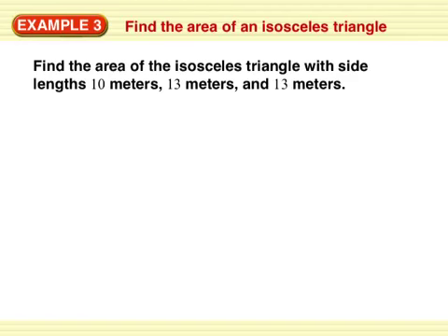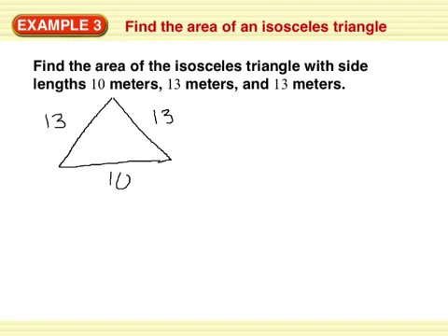Example 3. Find the area of an isosceles triangle. Find the area of the isosceles triangle with side lengths 10 meters, 13 meters, and 13 meters. You have to remember the definition of isosceles triangle. Okay, the two sides are the same. And the leftover is the base.